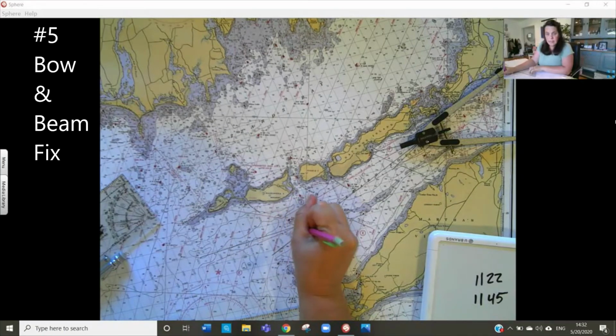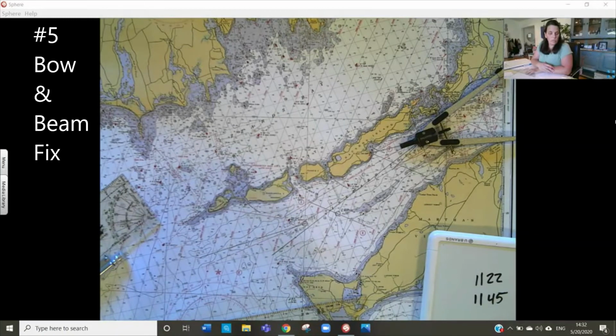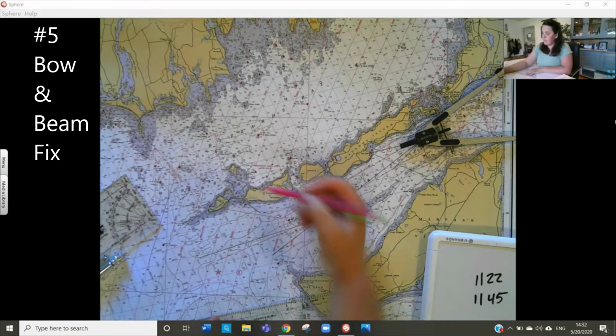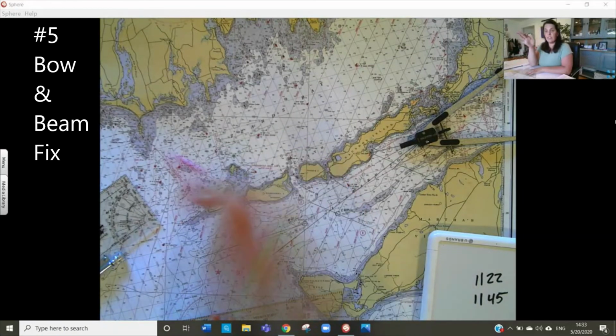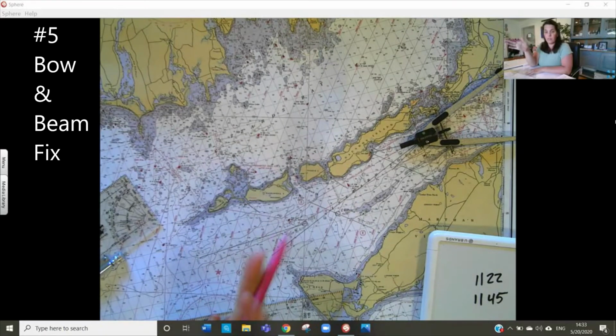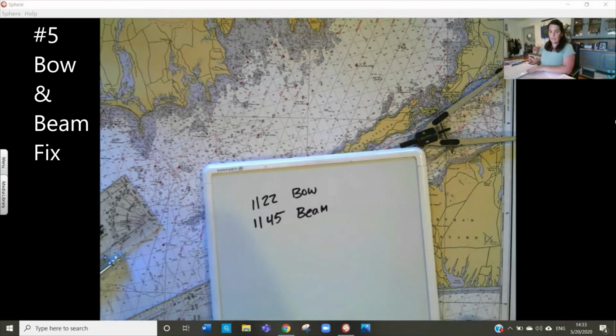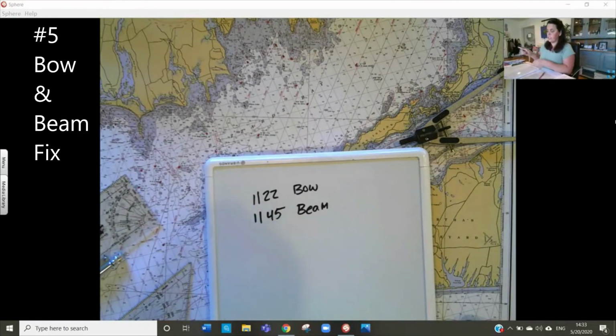We haven't changed that. Okay, so we want to keep our eye out for lookout point right here, and we've decided to take a bow and beam fix. So remember, with the bow and beam fix, we just find where we have that relative on our bow, 45 degrees relative on our bow, or broad on the bow. So that's our bow time. And then when it's directly abeam of us, that's our beam time. So we have our 1122 on the bow, and then 1145 on the beam.